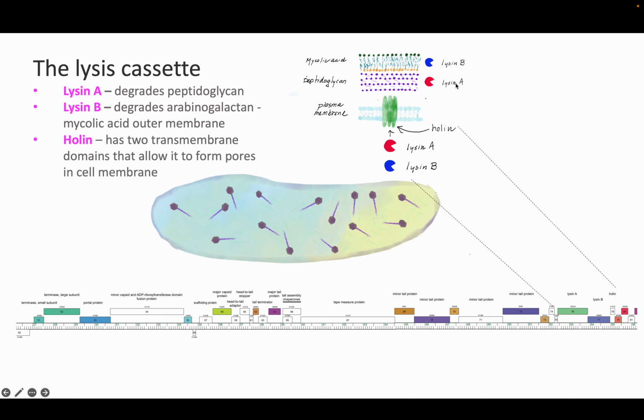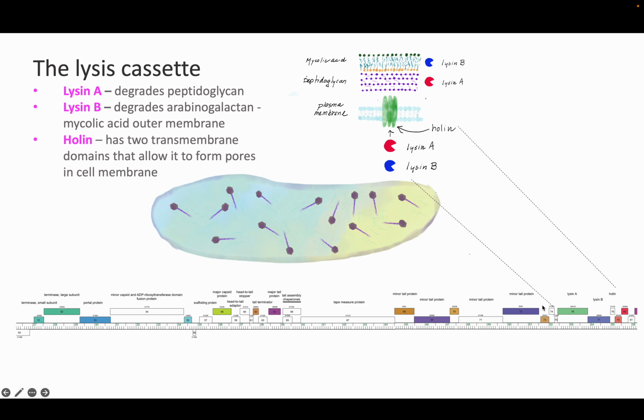The first one is called lysin A, and it is essentially an endolysin. What it does is cleave the peptidoglycan layer. It degrades the peptidoglycan layer. This allows lysin B to have access to this waxy mycolic acid outer membrane, and it cleaves bonds between the arabinogalactan sugars here and the mycolic acid fatty acids. And that in turn is what ruptures the cell and allows these phages to escape the cell.